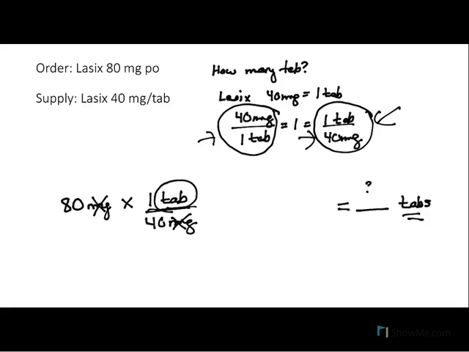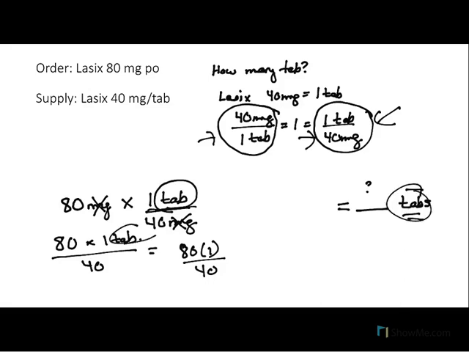I know that I have tabs on top and that's what I want to give, and there are no milligrams in my equation anymore. So now all I need to do is the math. 80, there's no units now, times 1 tablet all over 40, no units, is basically 80 times 1 over 40, and we know that the tabs are going to remain in the outcome, and that is equal to 2. So I'm going to give 2 tablets.